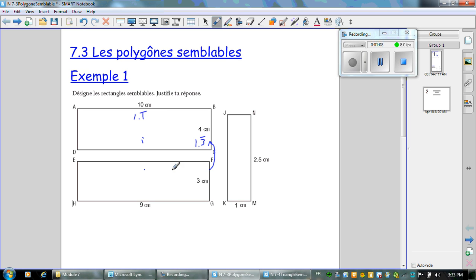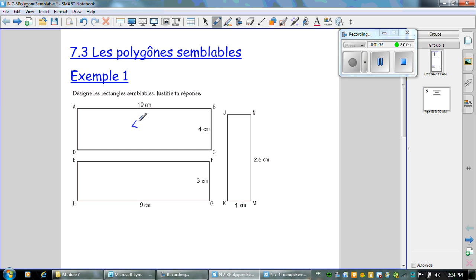Okay, so these two rectangles are not similar to each other. So we know it's not those two. So it's either this one and this one, or this one and this one. Let's check this one and this one. What's the ratio between 4 and 1? It's 4. And what's the ratio between 10 and 2.5? It's also 4. So it's the same ratio between similar sides. These two rectangles are similar.